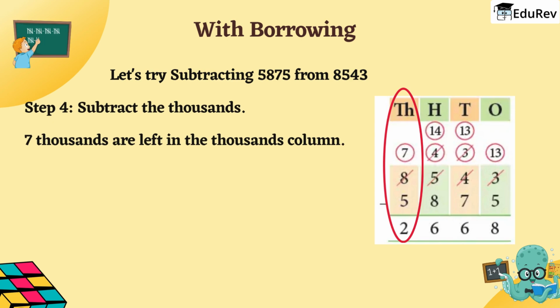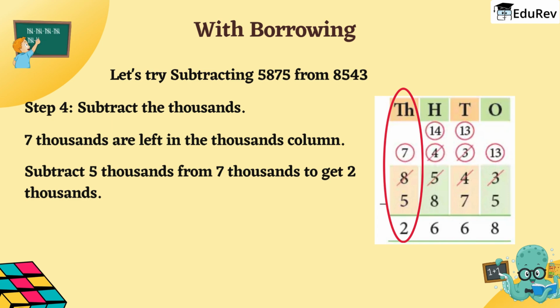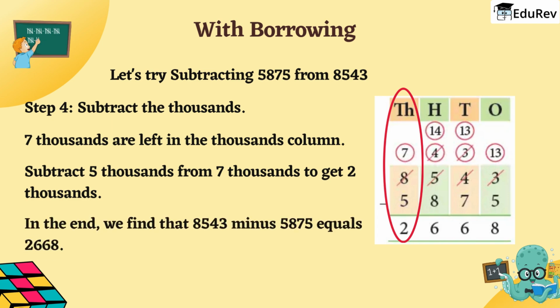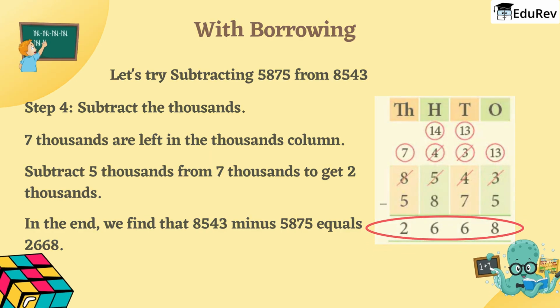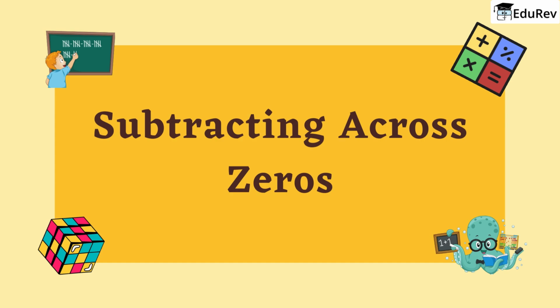Step 4. 7 thousands are left in the thousands column. Subtract 5 thousands from 7 thousands to get 2 thousands. In the end, we find that 8,543 minus 5,875 equals 2,668.